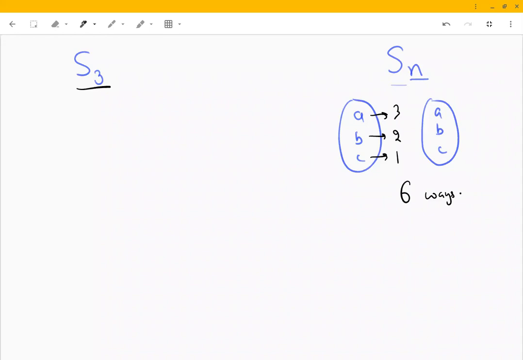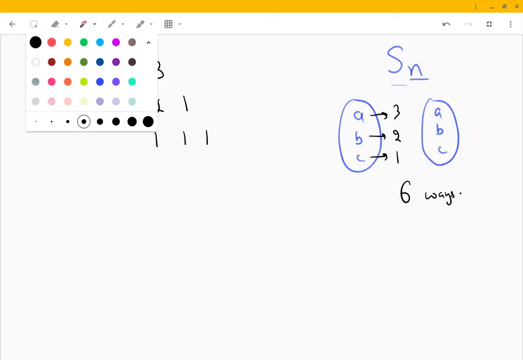Anyway, we'll start with an example, S3. 6 elements we said. So what are those 6 elements? Now, there can be 3 types of elements. 3 cycles, I hope you already know this. Then 2 cycles and 1 fixed, and then all fixed. Okay, let me explain it with this once, and then we can put it to rest.